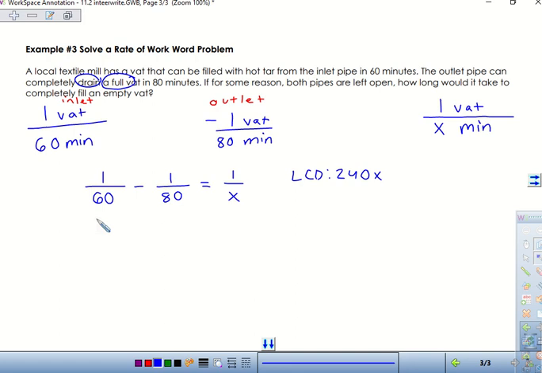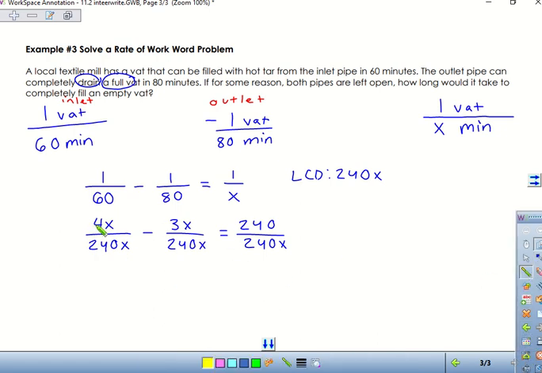Okay, so this is going to get multiplied top and bottom by 4x to get me to 240x, right? This one's going to have to be multiplied by 3x to get me to 240x. And then what am I going to have to multiply the last one by? By 240. 240 to get 240x on the bottom, right? So what do you notice about the denominator now throughout the whole thing? So what can we do with the top?